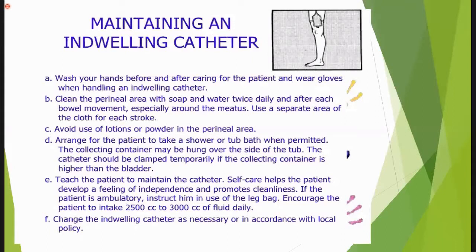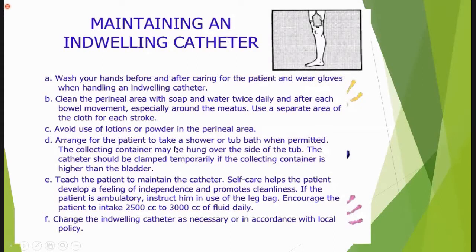Okay. Now, maintaining an indwelling catheter. Wash your hands before and after caring for the patient, and wear gloves when handling an indwelling catheter. Clean the perineal area with soap and water twice daily, and after each bowel movement, especially around the meatus. Use a separate area of the cloth for each stroke. Avoid use of powder in the perineal area.